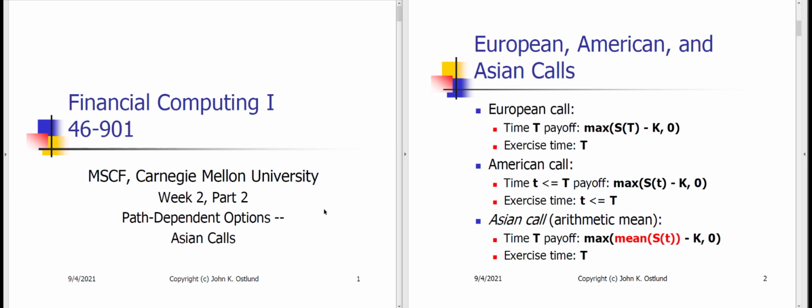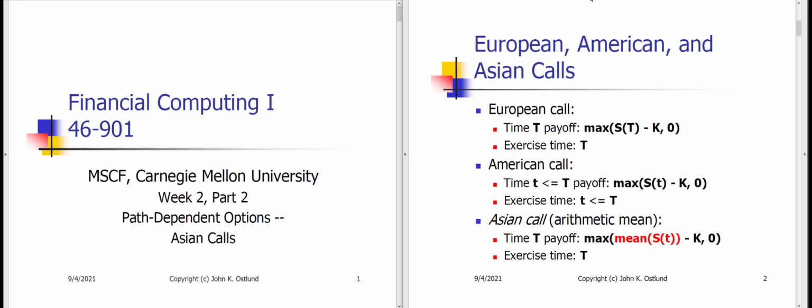We have looked at four different kinds of options so far, namely European calls and puts and American calls and puts. The distinction between those is in the ability to exercise early in the case of the American options. Now, we've looked at three different methods for pricing options.